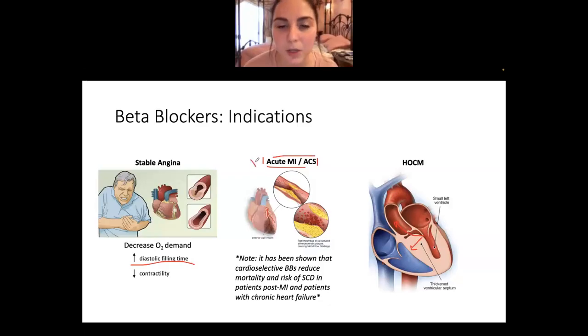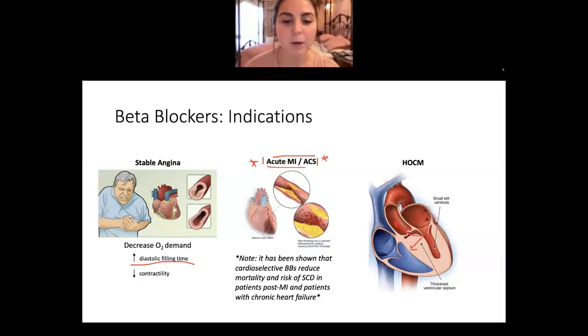Acute MI, acute coronary syndrome, this is a non-negotiable need to know. I know I say you need to know everything, but this is a non-negotiable. This was on all of my boards as well. You probably will get a question on this on boards. They love to ask about cardiac indications and preventative measures, which you guys will do eventually in dedicated. But for beta blockers, they did this massive meta-analysis study where if you give a cardioselective beta blocker after a patient has an MI, it decreases their mortality and risk of sudden cardiac death by like 20%, or something absurd.